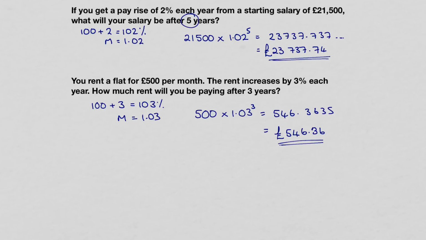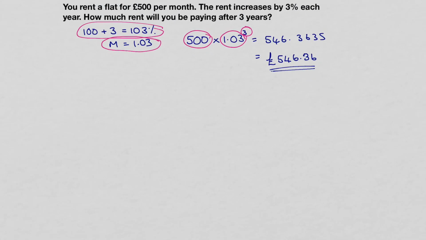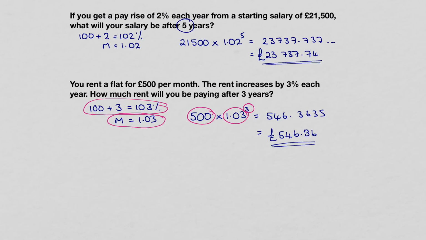Okay, so our process there is, first of all, work out what percentage you end up with, change that into a decimal, and then all you're doing is taking your original value, times it by the multiplier, make sure you know what the power is, and then just work it out on the calculator and round it where you need to.